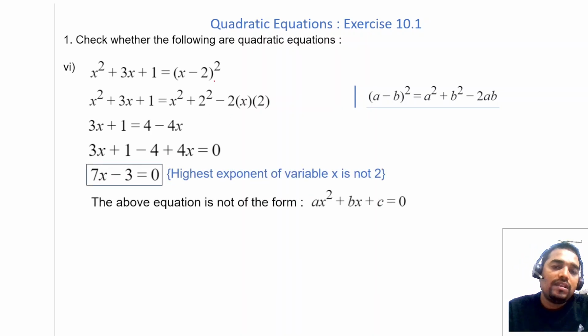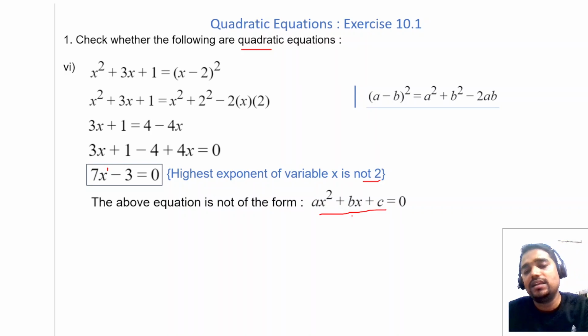Now how to analyze whether it is quadratic or not? The highest exponent of x is not 2; the highest exponent of x is 1 in this case. It can be called a quadratic equation only if the highest exponent is 2. That is why this is not of the form ax square plus bx plus c, that is, it is not a quadratic equation.